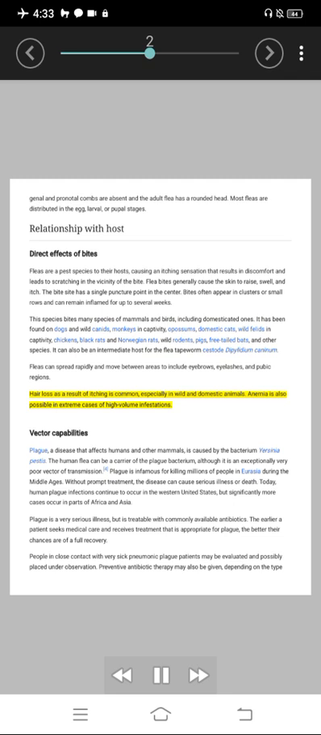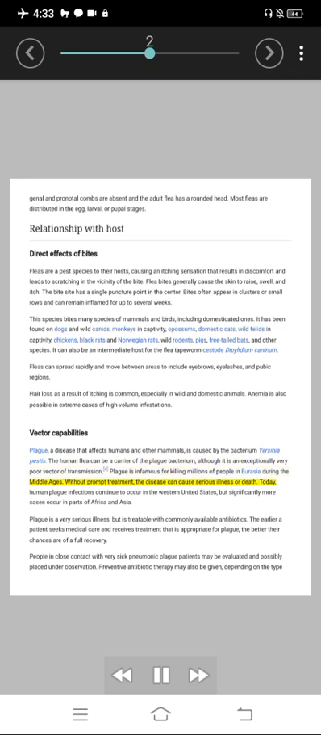Anemia is also possible in extreme cases of high-volume infestations. Vector capabilities. Plague, a disease that affects humans and other mammals, is caused by the bacterium Yersinia pestis. The human flea can be a carrier of the plague bacterium, although it is an exceptionally poor vector of transmission. Plague is infamous for killing millions of people in Eurasia during the Middle Ages.